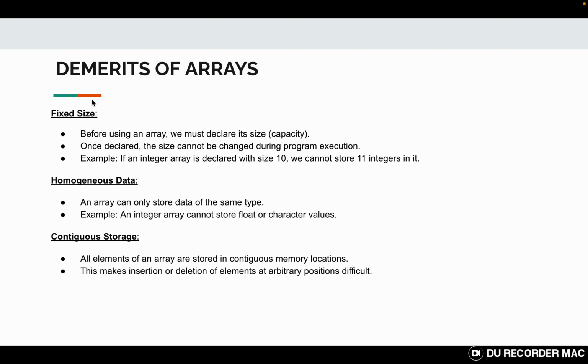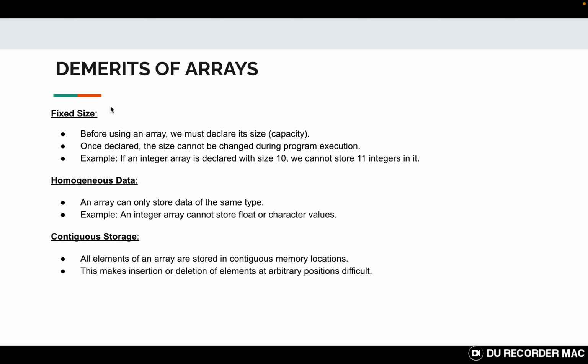One is the fixed size. Before using any array, we must declare its size, that is the capacity. Once declared, the size cannot be changed during program execution. Example, if an integer array is declared with the size 10, we cannot store 11 integers in it. So basically what it is saying is an array has a fixed size. You cannot change the size of the array once it is declared in the beginning of the program.